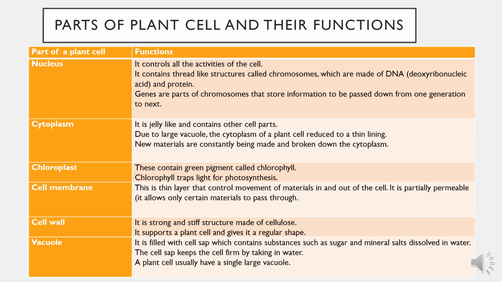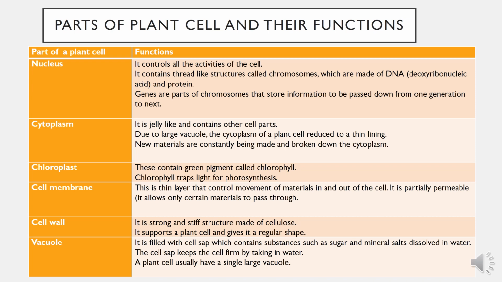Cytoplasm, it is a jelly-like and contains other cell parts. Due to large vacuole, the cytoplasm of a plant cell is reduced to a thin lining. New materials are constantly being made and broken down in the cytoplasm. Chloroplast, these contain green pigment called chlorophyll. Chlorophyll traps light for photosynthesis.